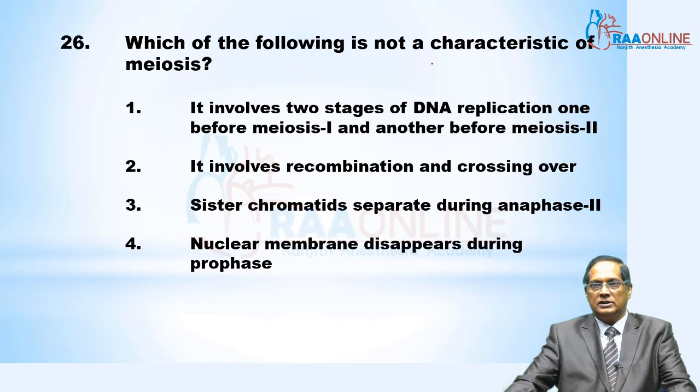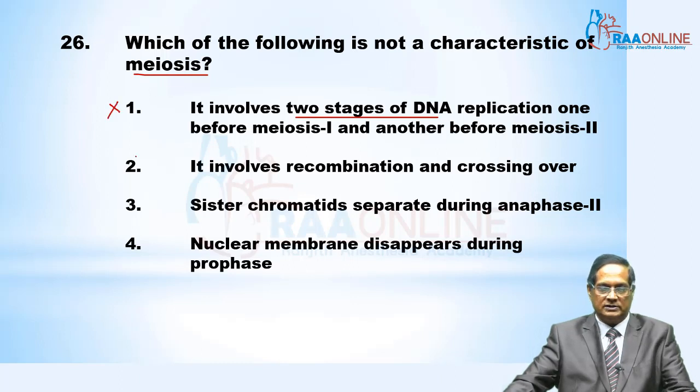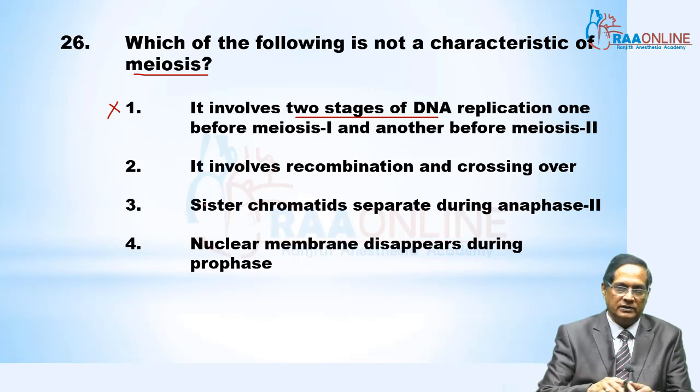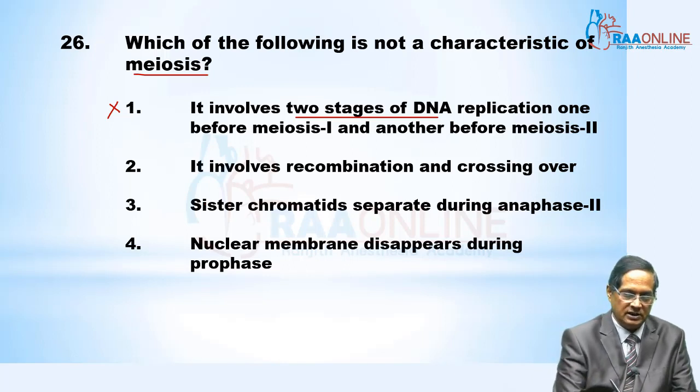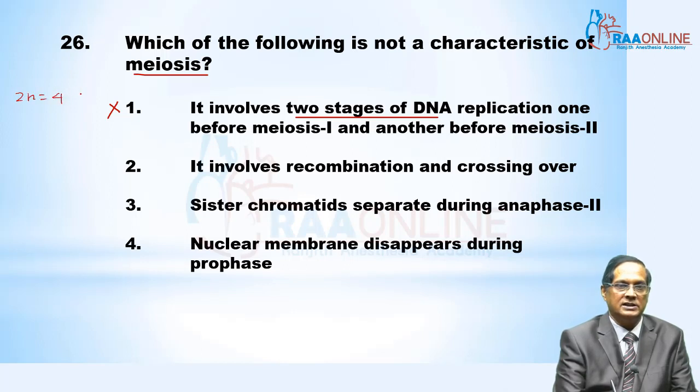Which of the following is not a characteristic feature of meiosis? It involves 2 stages of DNA replication. No, DNA duplicates only once. Suppose a cell has 2n equal to 4 and it has 2C DNA. In the interphase stage, the number of chromosomes remains the same, that is 4 chromosomes, but the amount of DNA is 4C.